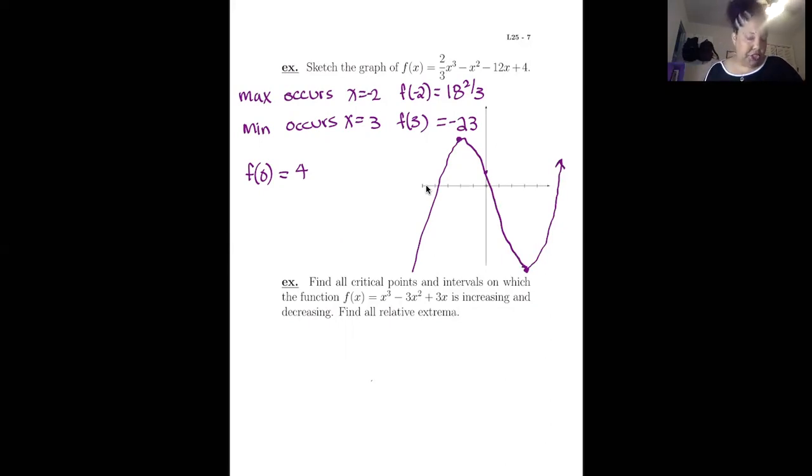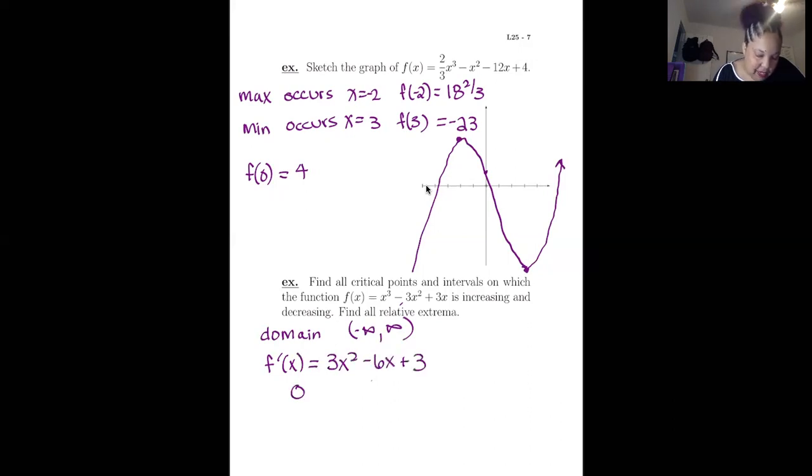All right, next question. Find all critical points and intervals on which the function f of x equals x cubed minus 3x squared plus 3x is increasing, decreasing, and find relative extrema. So this is the same type of question. The domain, again, is negative infinity to infinity because it is a polynomial. I'm going to take the derivative because that's going to tell me where my critical numbers are. I get 3x squared minus 6x plus 3. I set that equal to 0.